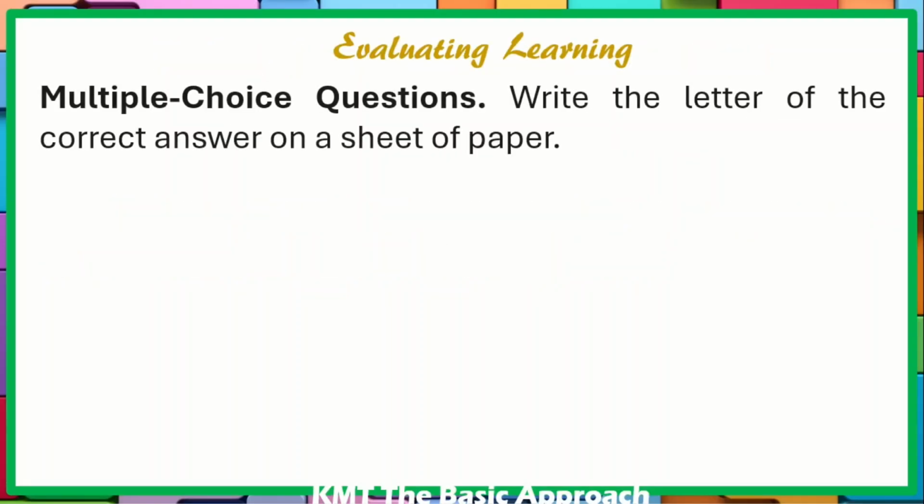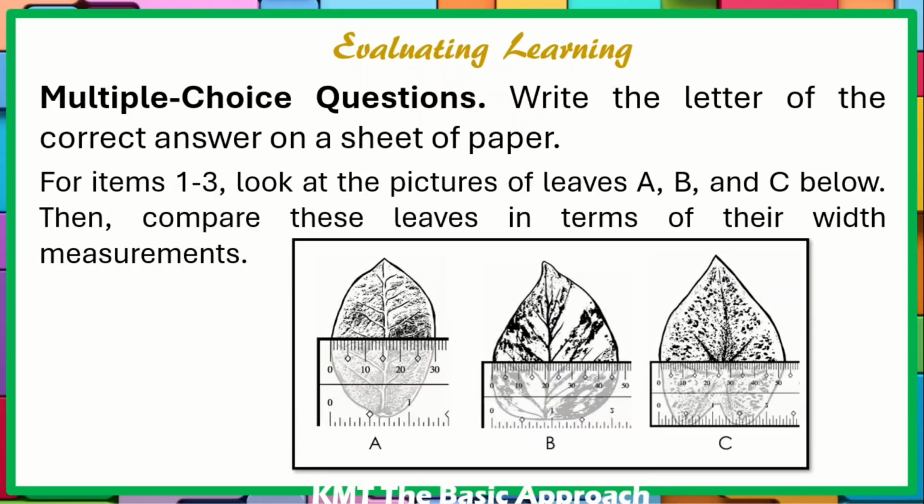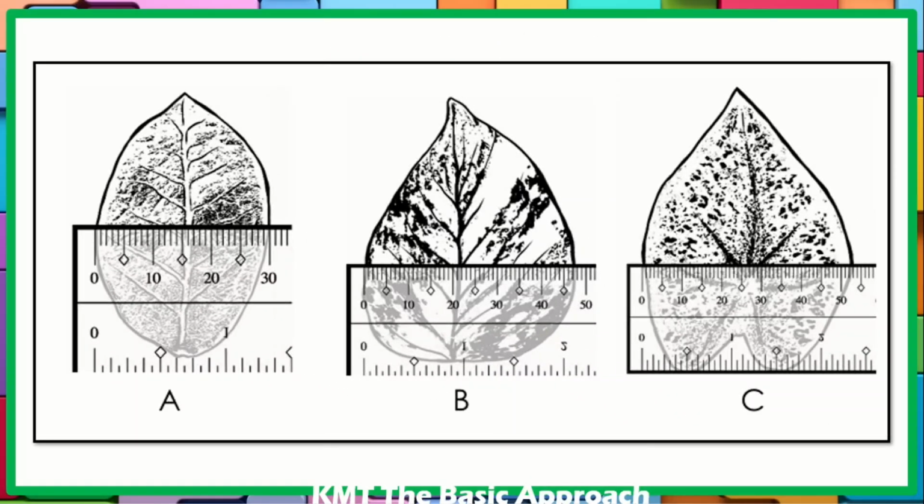Evaluating learning. Multiple choice questions. Write the letter of the correct answer on a sheet of paper. For items 1 to 3, look at the pictures of leaves A, B, and C below. Then, compare these leaves in terms of their width measurements. Are you ready?